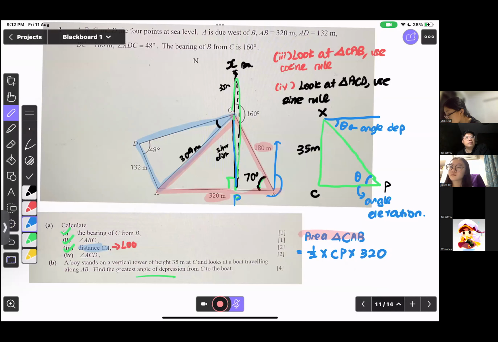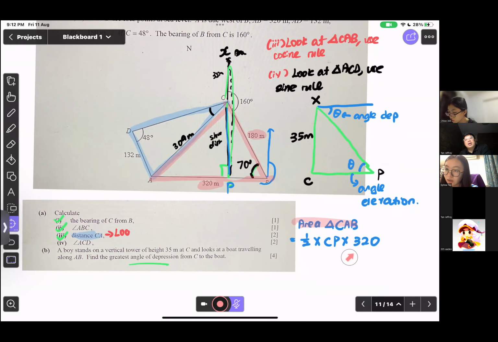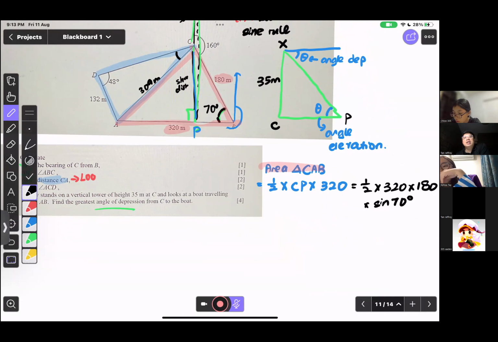Later I show you two ways to find the shortest distance, CP, yeah? Is this okay with you? So this is half times height times base, right? Can I also say that the area can also be written as half ab sine C? So from here, what can you find? You can find the CP already. This whole equation, you can find CP.